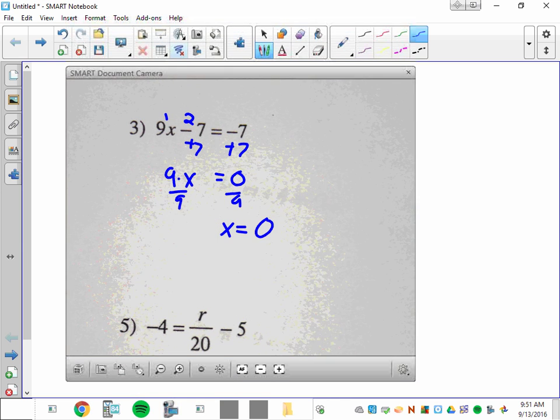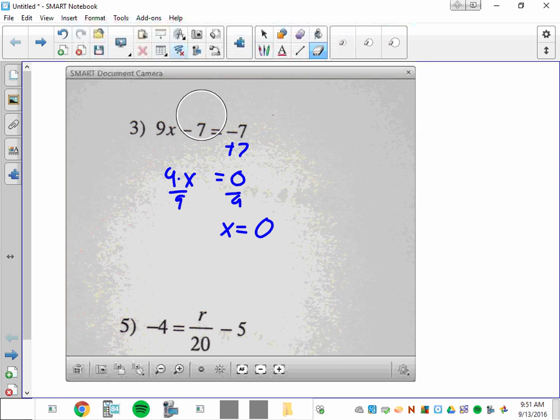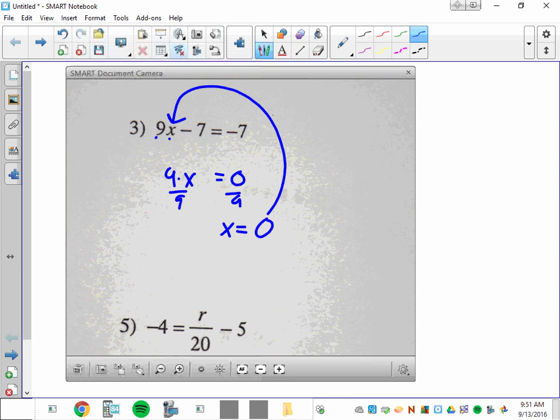How do I know if I did that correctly? Plug it back in. So plug this 0 in here. Is 9 times 0 minus 7 equal to negative 7? Yes. And it turns out that 0 is the only number that works. If you were to try every number in the universe, the only number that works is 0. There is no other way to solve that. Does that make sense?